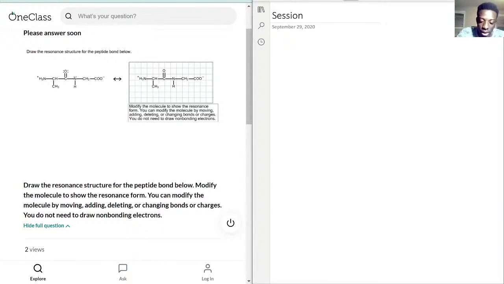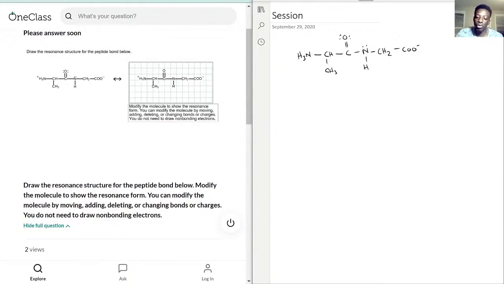If I drew it out, it'd just be, as they wrote, H3N attached to a carbon. That's a carbon chain, and this is attached to another carbon, which has an O up top. Another nitrogen, hydrogen, carbon, and then COO minus. So this is what they've given us, and they say draw a resonance structure.